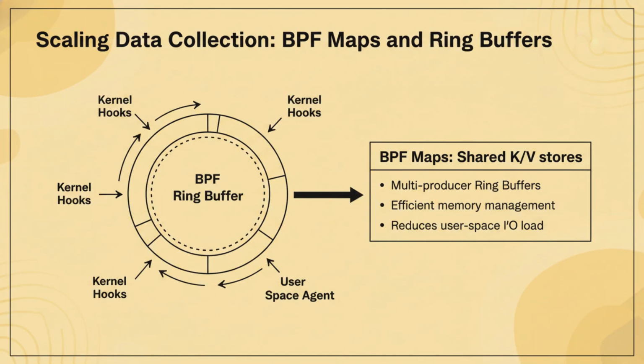The challenge with high-speed monitoring is getting data out of the kernel. We use BPF maps for this. Maps are efficient key-value stores shared between kernel and user space. For event-driven data, like a log of every denied connection, we use ring buffers. Unlike the older perf buffers, the modern BPF ring buffer is multi-producer, single consumer, and handles memory more efficiently. It prevents data loss during high-traffic bursts. This architecture allows us to aggregate metrics, like byte counts per IP, inside the kernel, and only export the summary, drastically reducing the I/O load on our monitoring agents.